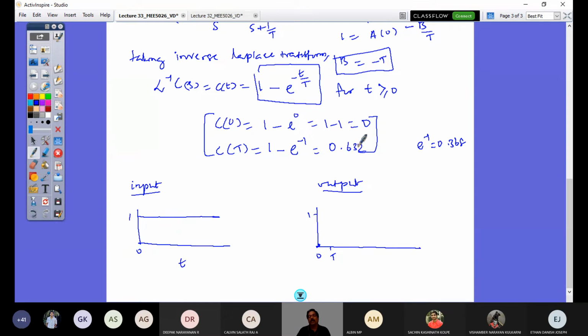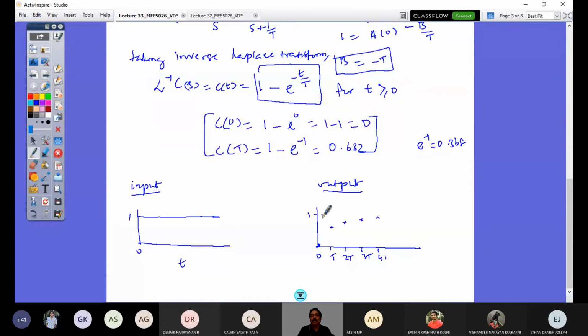So when t is 2T, if I substitute 2T here, it is e raised to minus 2, so 1 minus e raised to minus 2 is going to be 0.865. So 0.865 is somewhere here. Then at 3T, e raised to minus 3, it's 0.95, so it is reaching this value. At 4T, it is 0.982, so it's reaching somewhere here.